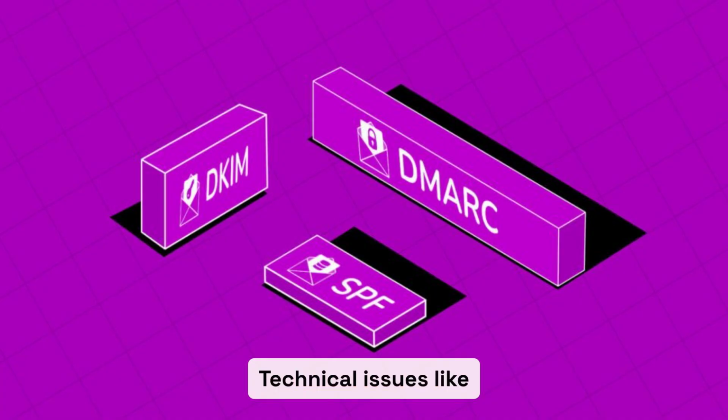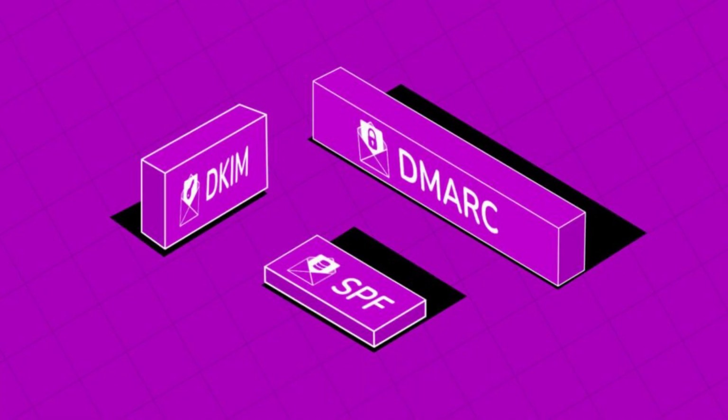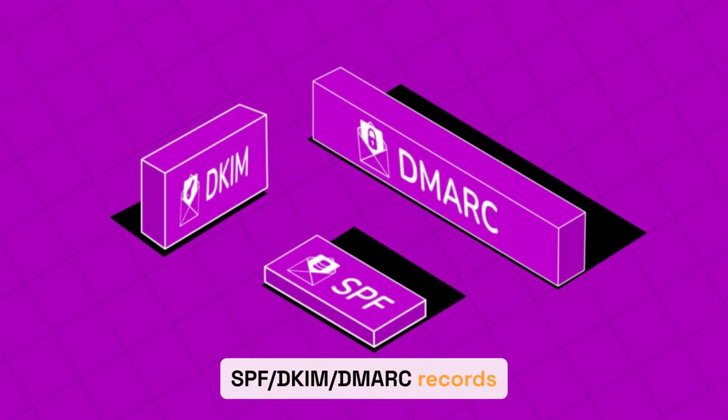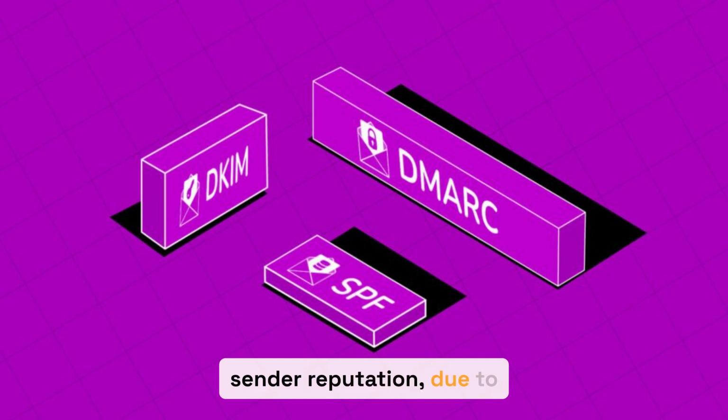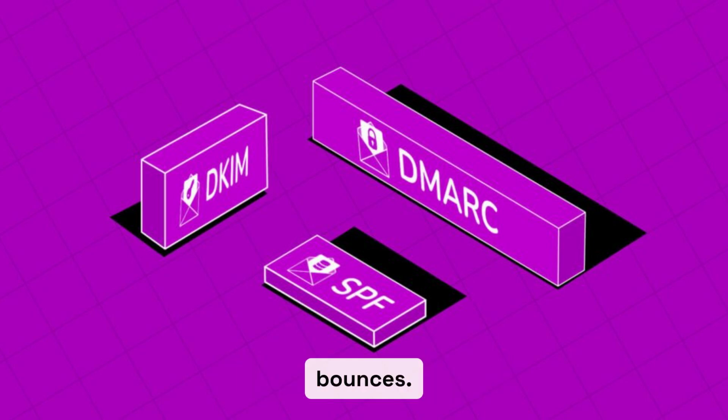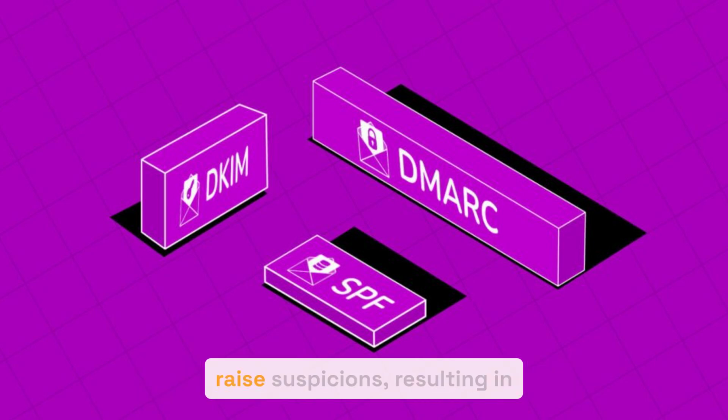Technical issues like incorrectly configured SPF/DKIM/DMARC records can cause Yahoo to block emails. A poor sender reputation due to complaints or blacklisting may also lead to email bounces. Additionally, exceeding sending limits can raise suspicions, resulting in temporary rejections.